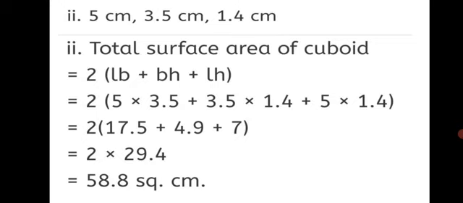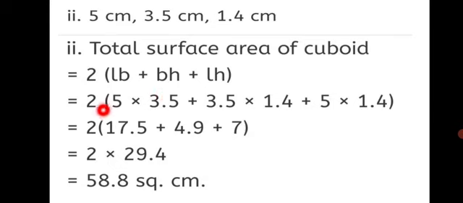The length, breadth and height are given. Length is 5 centimeter. Remember, for cuboid we have length, breadth and height; for cube we have sides. So length is 5 centimeter, breadth is 3.5 and height is 1.4. Write the formula. Total surface area of cuboid is equal to 2 times, bracket open, length into breadth plus breadth into height plus length into height, close the bracket.